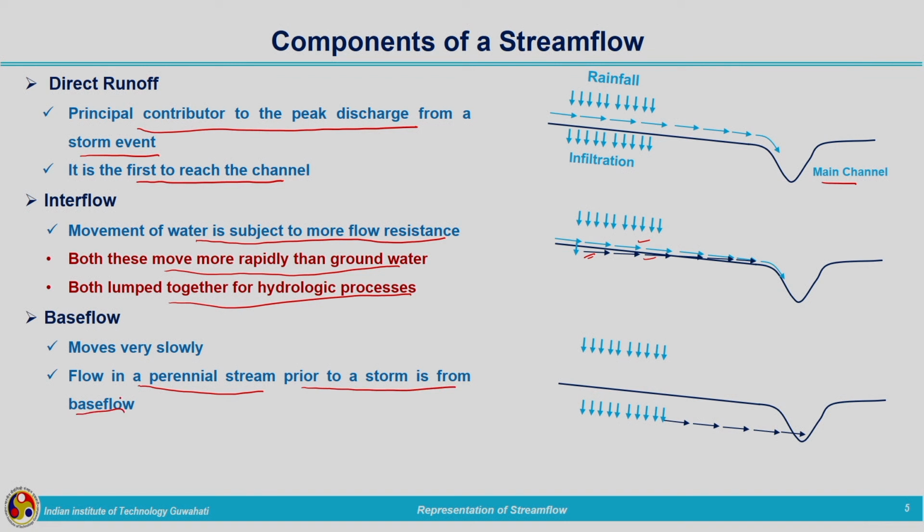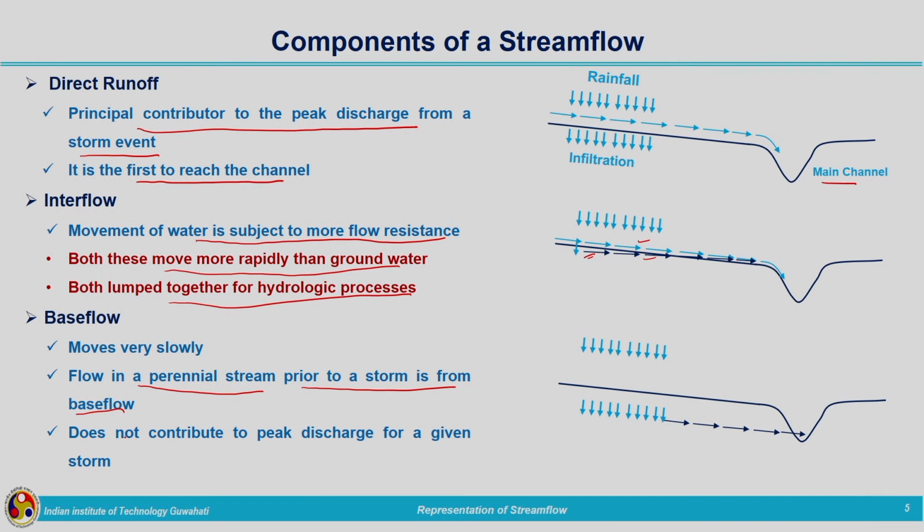We have seen the case with different annual hydrographs. In that case, we have seen that in perennial rivers all throughout the year there will be stream flow or water present in the river. That is mainly due to the contribution from base flow. But this base flow is not contributing to peak discharge for a given storm. For a given storm, the peak discharge is mainly from the surface runoff.